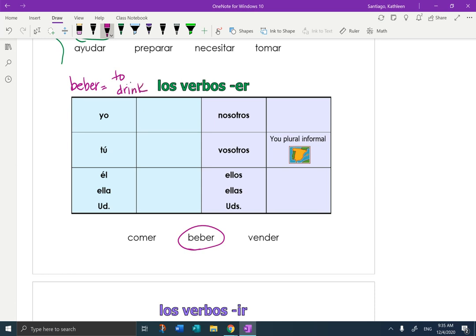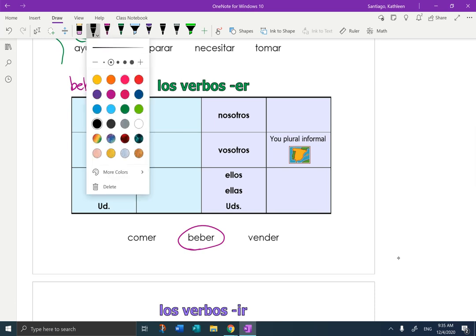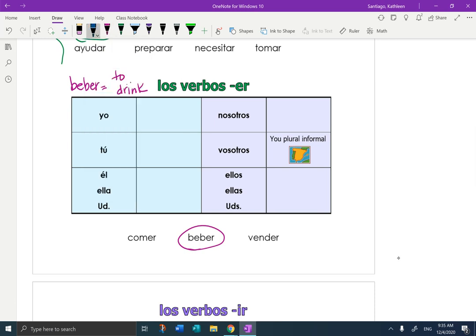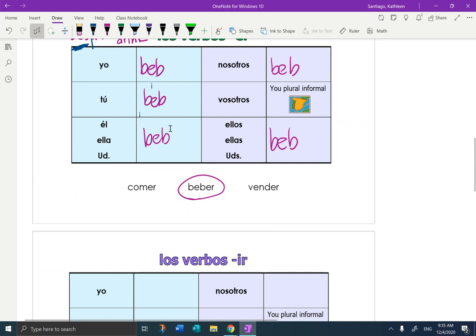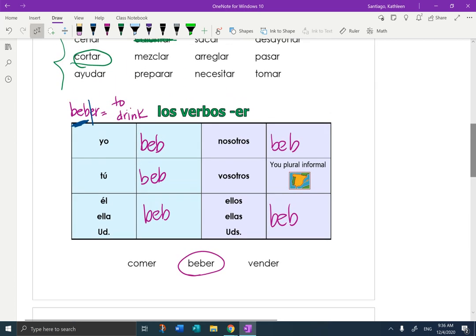Now this is a chop and add. I'm going to chop off the ending and I'm going to write the stem everywhere. Okay, so B-E-B, beb, beb, beb, beb, beb. Okay, let me get rid of these 2 little eyes I drew with my palm by accident. All right, now we're going to add in the endings.